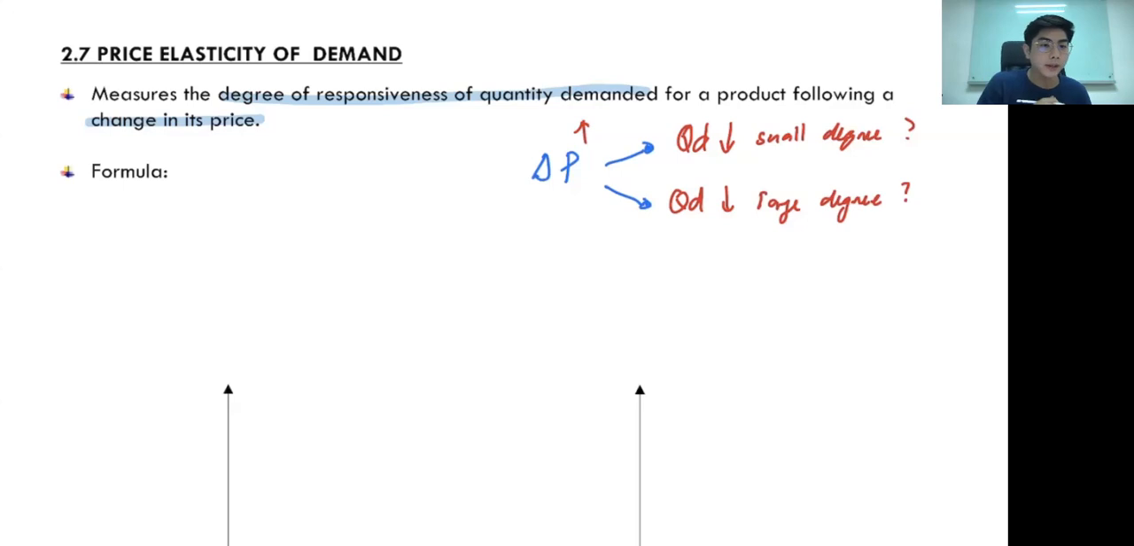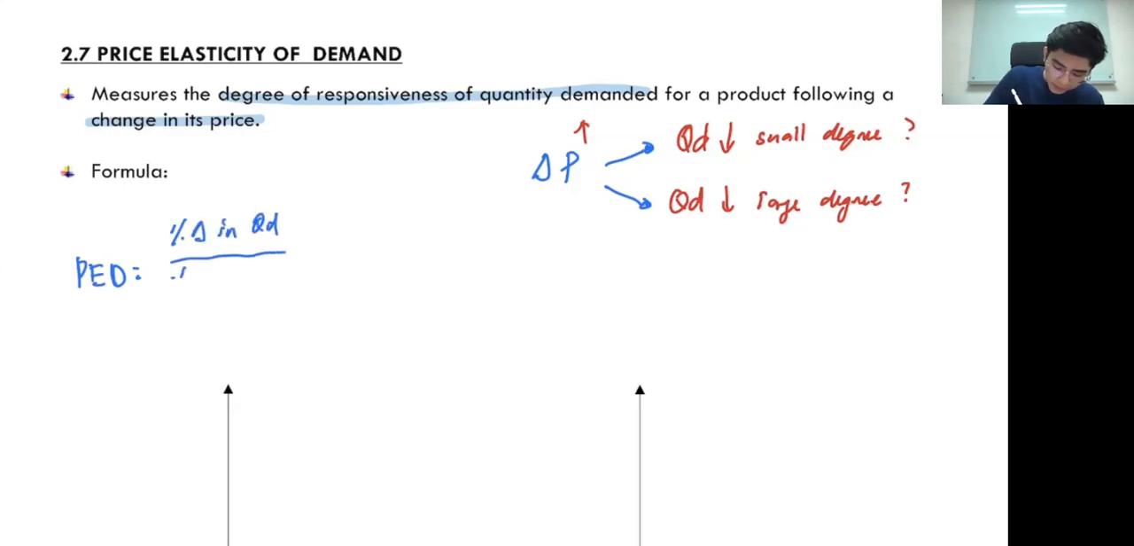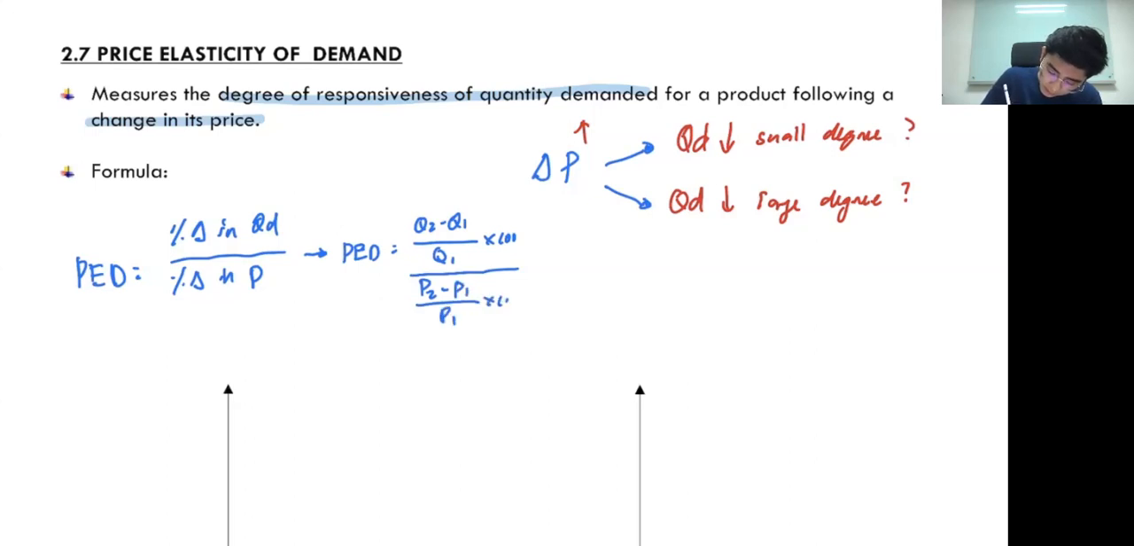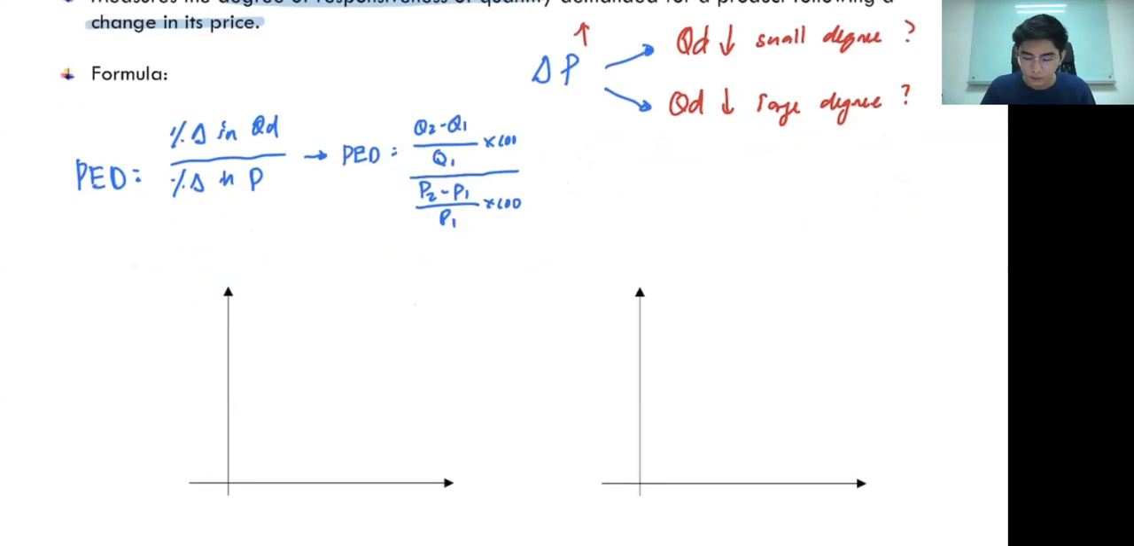Still don't understand? Never mind, just look at the formula first. The formula is PED equals the percentage change in the quantity demanded over the percentage change in the price. I can expand this equation: Q2 minus Q1 divided by Q1 times 100, over P2 minus P1 divided by P1 times 100. Then you get the PED. That's the way for you to calculate it. And you will still feel like, the formula, I don't know. Let's look at this, no worry on that.